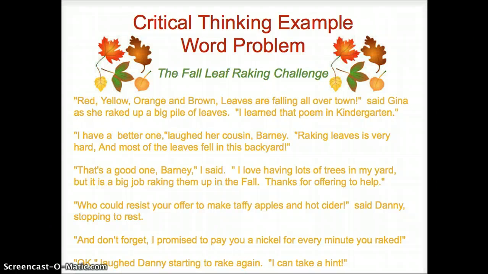I have a critical thinking example, and it's a word problem. It's titled The Fall Leaf Raking Challenge. Red, yellow, orange, and brown, leaves are falling all over town, said Gina, as she raked up a big pile of leaves. I learned that poem in kindergarten. I have a better one, laughed her cousin Barney. Raking leaves is very hard, and most of the leaves fell in this backyard. That's a good one, Barney said. I love having lots of trees in my yard, but it is a big job raking them up in the fall. Thanks for offering to help.